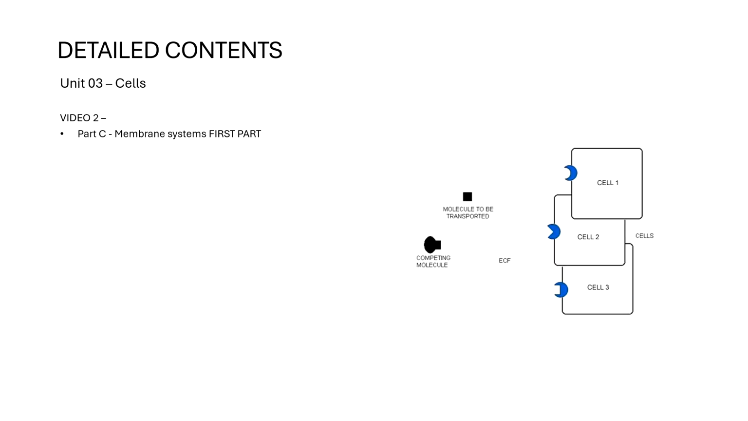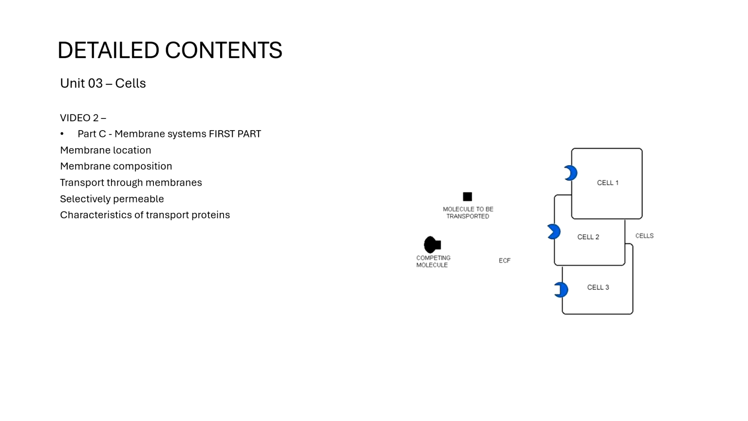The second video includes Part C, membrane systems. Now, I mentioned that this involves those activities in which membranes are involved, and it can get quite complex. So I've divided that into several videos. It includes Part C, the first part, which deals with location of membranes, the composition of membranes, transport through membranes, selective permeability, and characteristics of transport proteins.